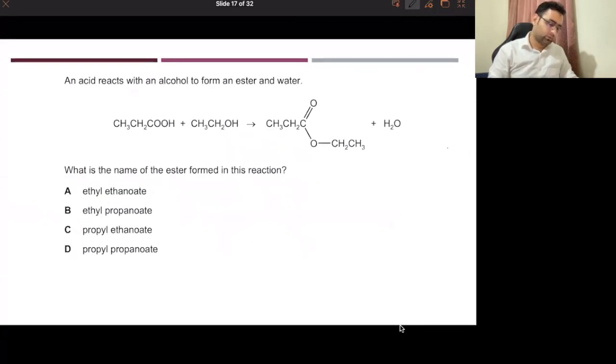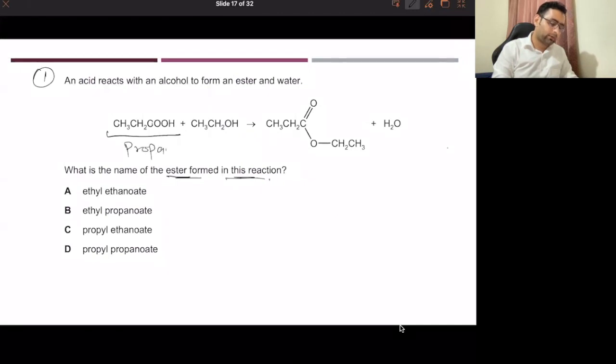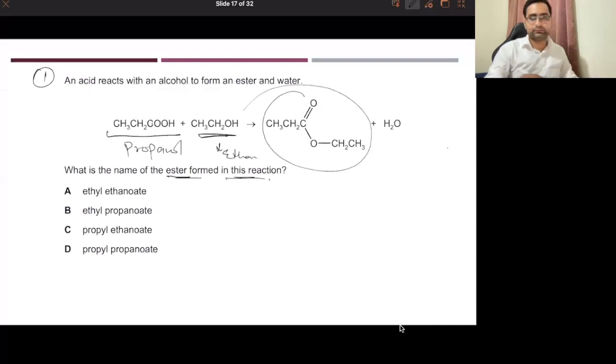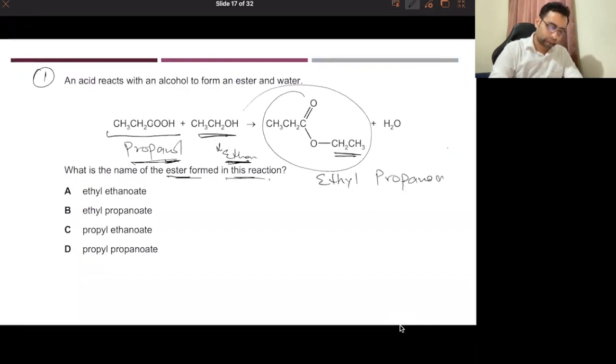Now, what is the name of the ester formed in this reaction? This is 1, 2, and 3, propanol, and this is ethanoic acid. What's the name of this ester? First you will give the name to the alcoholic part and then the carboxylic acid part. So the alcoholic part is ethanol and the acid is propanoic acid. So your product is going to be ethyl propanoate. So ethyl propanoate is your answer B.